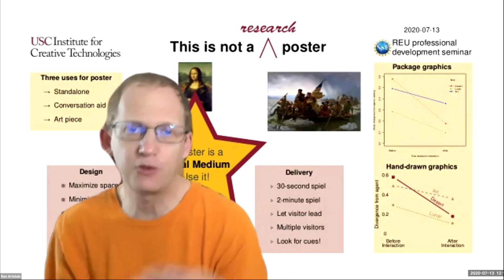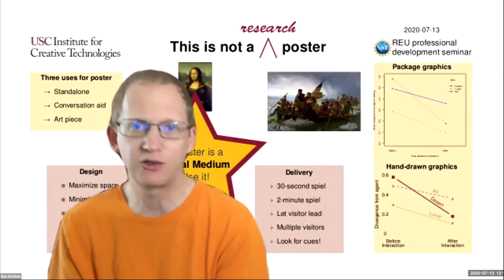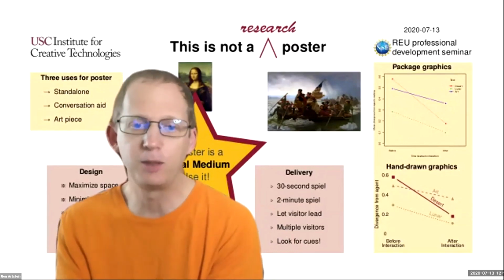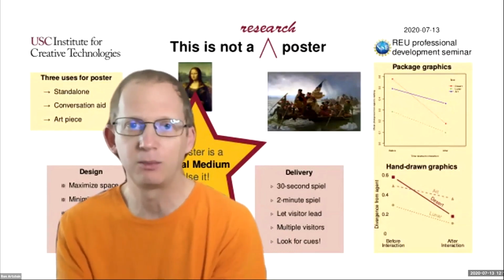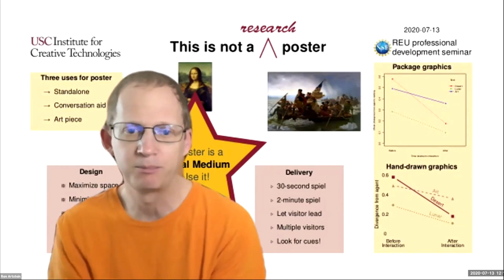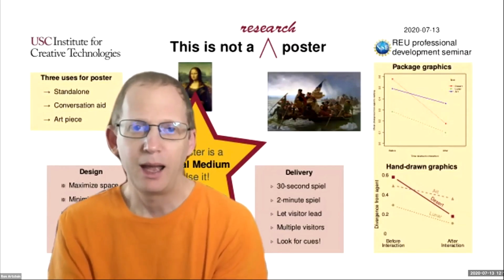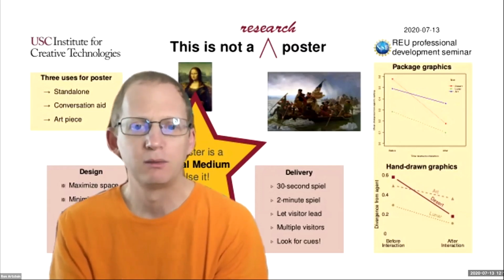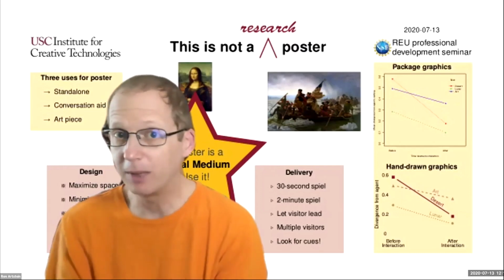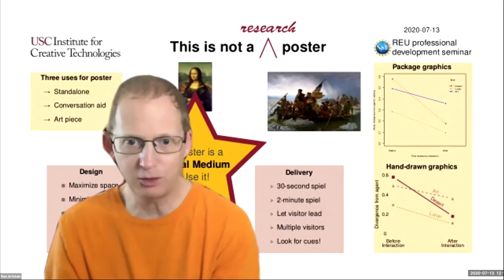So because you want to be quick and concise and finish quickly, you need to prepare both a 30-second and a 2-minute version ahead of time. And then just let the visitor lead. They come, try and judge. Do they want the 30-second? You can even ask them, do you want a 30-second or do you want the 2-minute version?